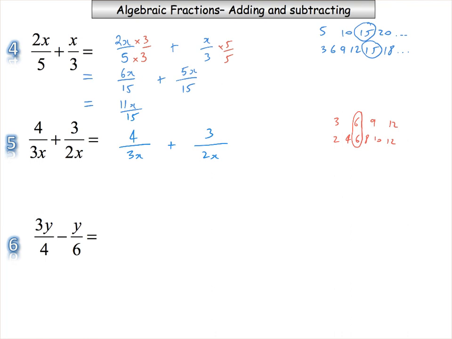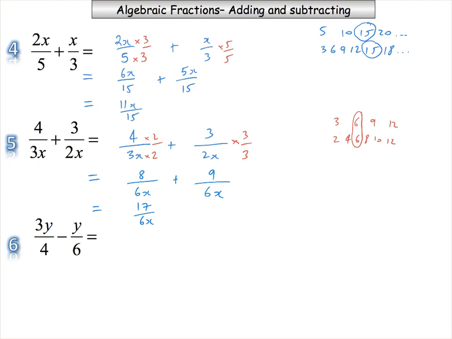So to make the denominator of 6x for this one, times it by 2, times that by 2, and over here we multiply by 3. So our denominators will be 6x, and our numerator will be 4 times 2 and 3 times 3, and we end up getting 17, because 8 plus 9 is 17, and keeping our denominator the same, because we're looking at equal parts.